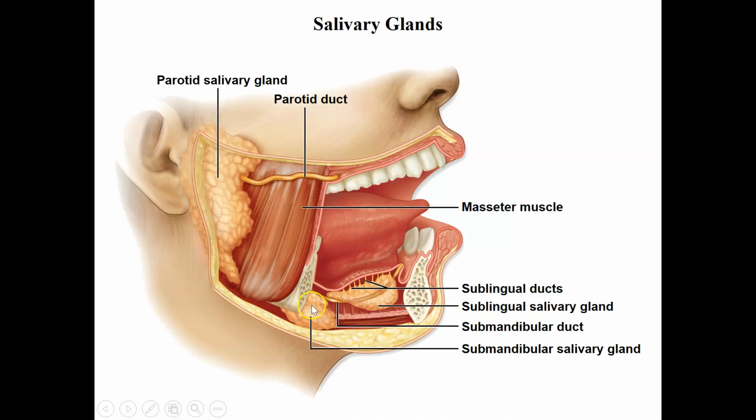Here is the submandibular and sublingual gland. Submandibular gland has one duct emptying into an opening at the very front of the tongue. It's called the lingual frenulum. That's here. The sublingual gland has many ducts opening into a number of orifices running along the lateral surface of the base of the tongue.